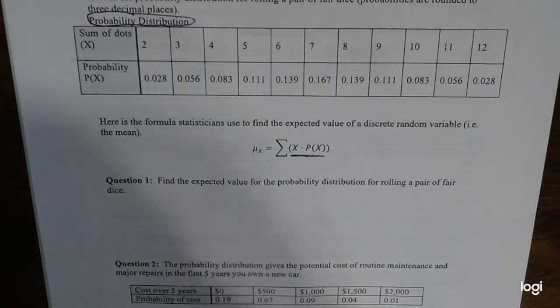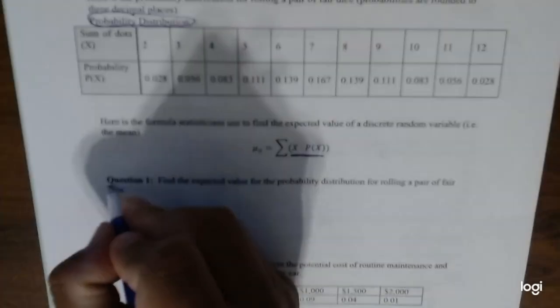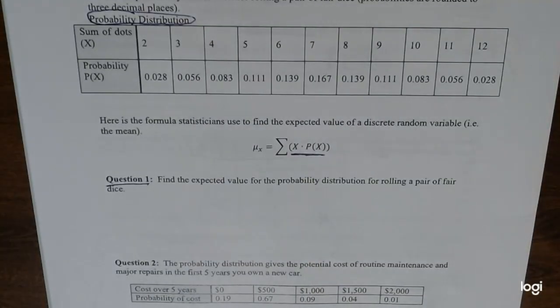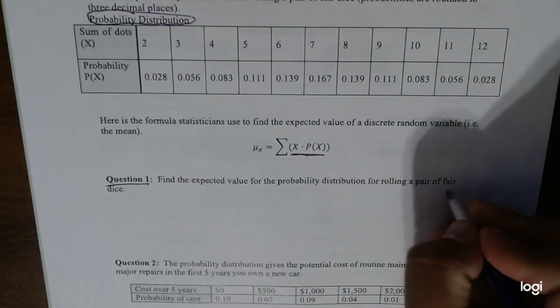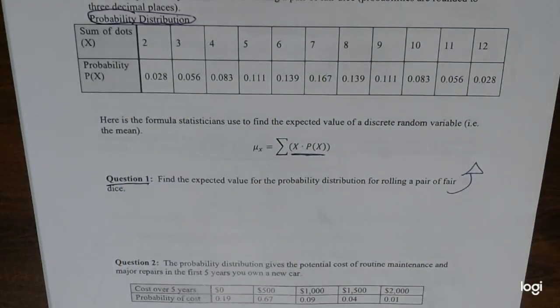So I'll give you guys a quick couple of minutes. This is a pretty straightforward equation. Go ahead and try question 1. Find the expected value of the probability distribution of rolling a pair of dice, using this portion here. So go ahead and pause it. 3, 2, 1, go for it, and we'll do it together.